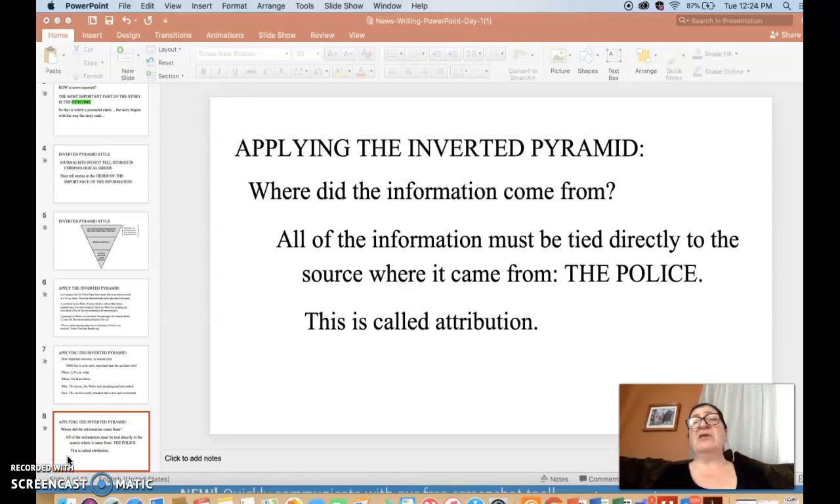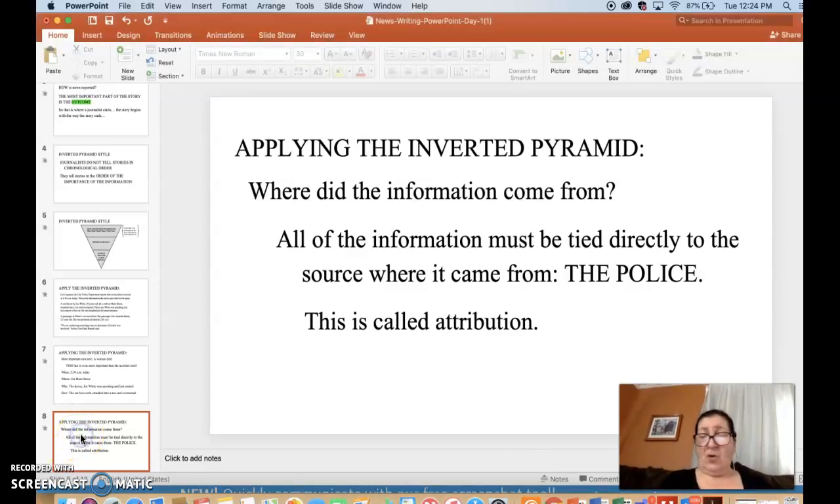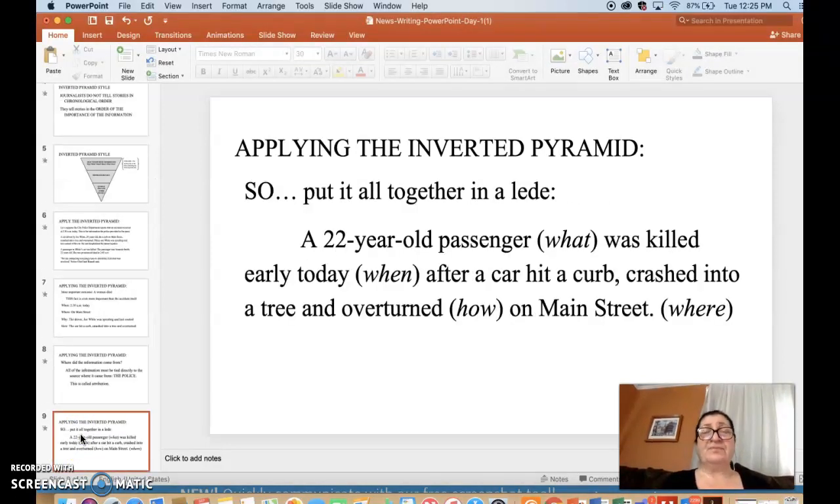The next part would be the source of the information. Where did the information come from? How do we know this? It is very important in order to evaluate the credibility. All of the information has to be tied directly to the source where it came from, the police. So we attribute this story to the police and say police reported or police say that such and such thing happened. So that is called an attribution.